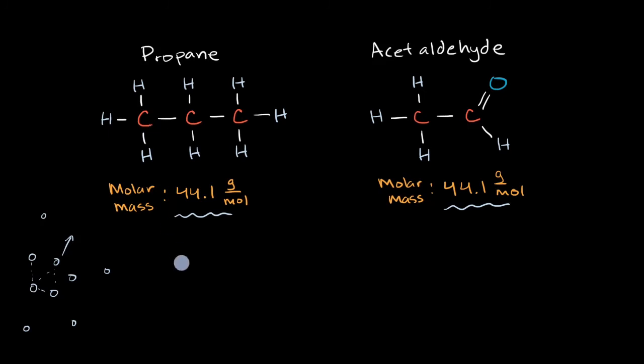The boiling point of propane is negative 42.1 degrees Celsius, while the boiling point of acetaldehyde is 20.1 degrees Celsius. So what makes the difference? Why does acetaldehyde have such a higher boiling point? Why does it take more energy for the molecules in liquid acetaldehyde to be able to break free of each other, to overcome their intermolecular forces?